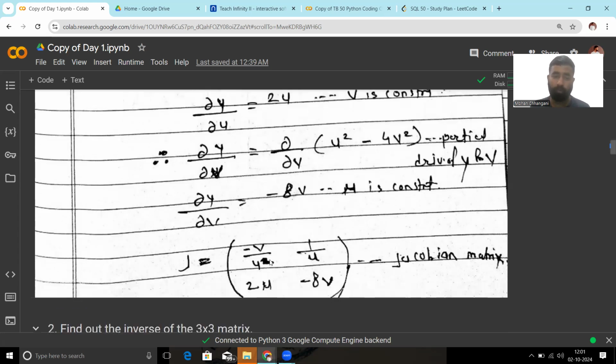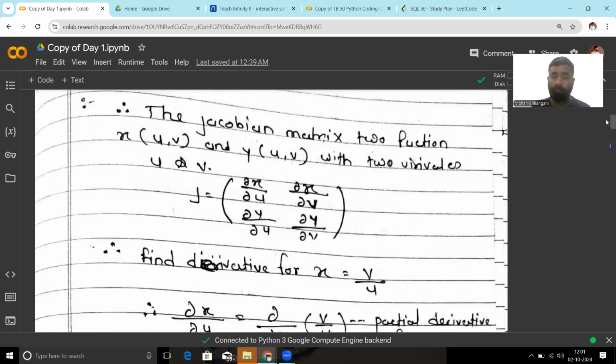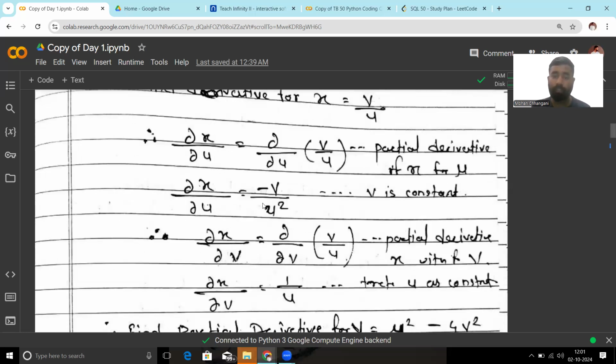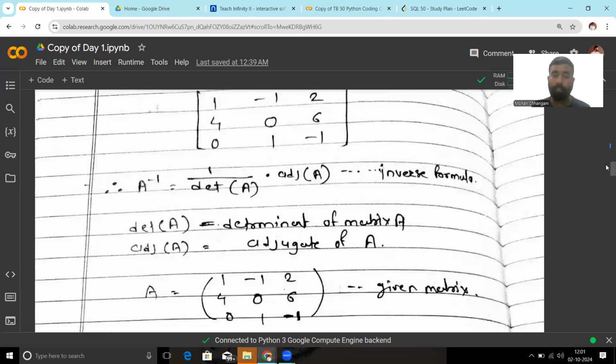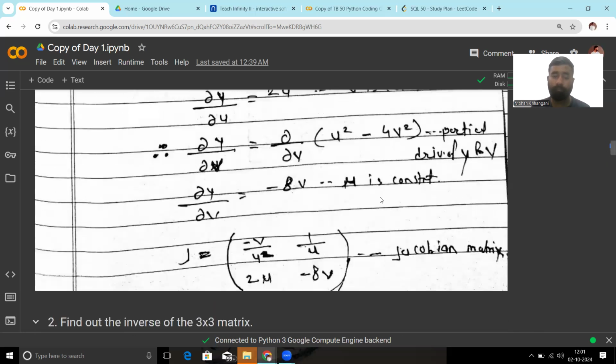After we find the derivatives of both the first function and the second function, we create the Jacobian. So for the first, the partial of u with respect to x is v upon u, and we get minus v upon u square and 1 upon u. That gives the first condition. Then we create the Jacobian matrix in that form.